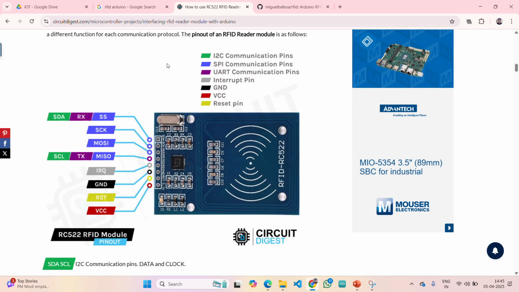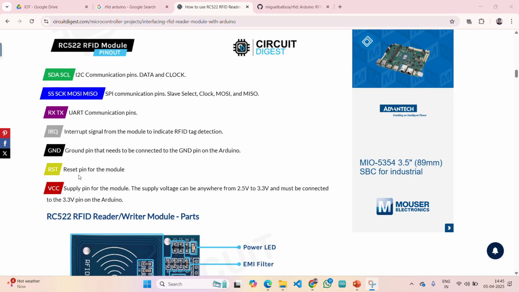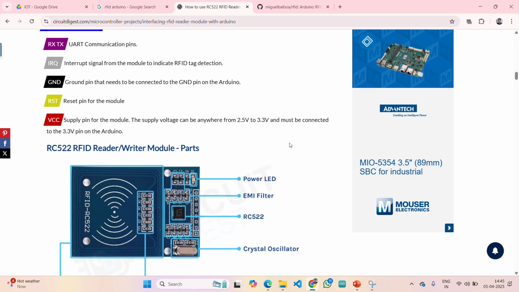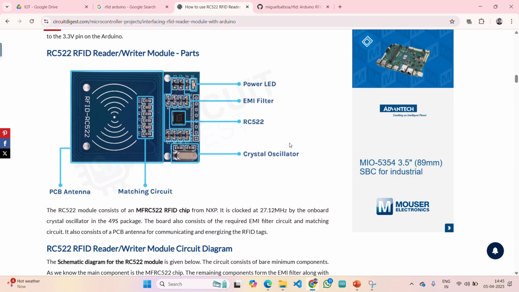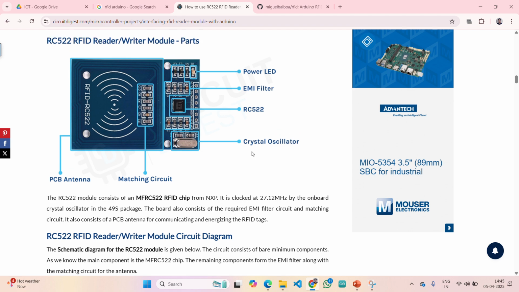Now let me scroll down. Yes, here you can see, right? These are the advantages. And one more thing, coming to the reader components, what is present is the antenna part, the PCB antenna. This antenna detects the RFID tags. The antenna is used for detecting RFID tags, and it is used to read the data from the tag.